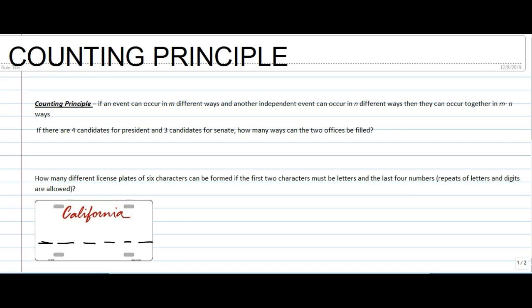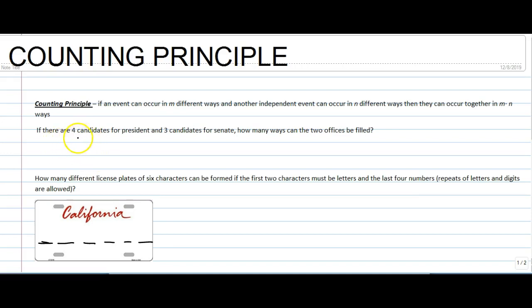The counting principle states that if an event can occur in m different ways and another independent event can occur in n different ways, then they can occur together in m times n number of ways. So here's our first problem.